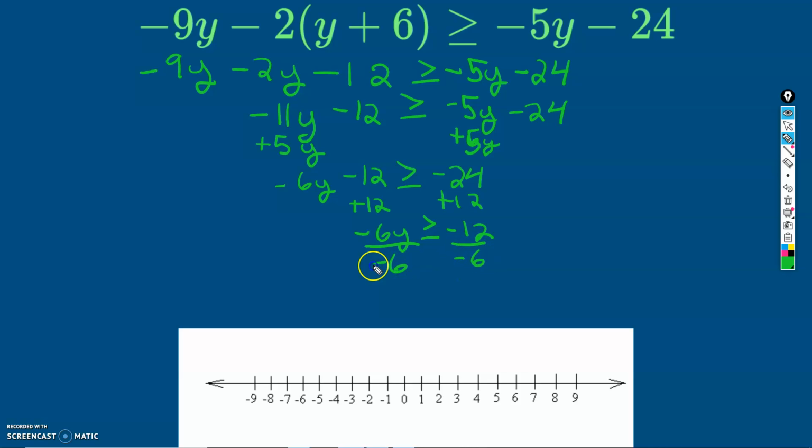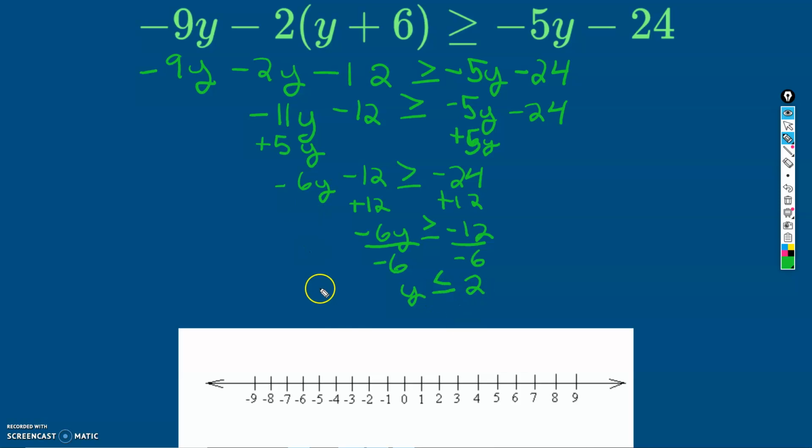Notice I divided by a negative, so I'm going to get positive y. When I divide by a negative, my sign needs to change direction. Negative divided by negative is positive. So now I want all numbers that are less than or equal to 2, whereas before I divided by the negative, it would have been greater than or equal to. But dividing by a negative switches the direction of the inequality. So now I get y less than or equal to 2.